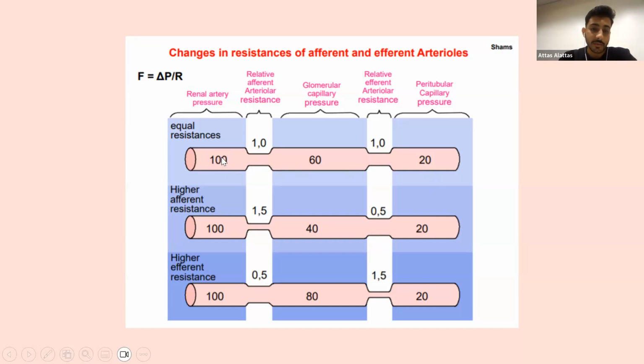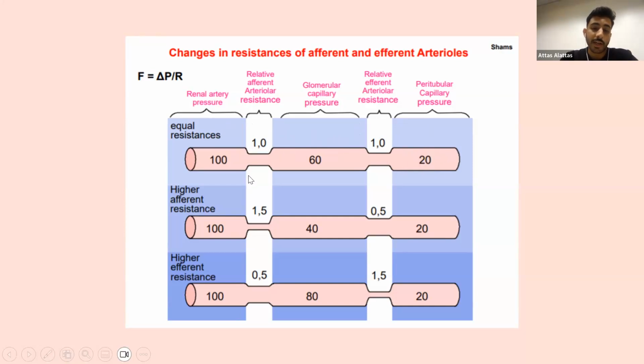So again, the renal artery pressure is, let's say, 100, and for every 1 arbitrary unit, you're decreasing the pressure by 40. So 100, cutting down 40, will become 60. The glomerular capillary pressure will become 60. You're also cutting 40 again because it's 1, then the pressure will become 20. This is if you keep the resistance in both the afferent and the efferent equal. So the total resistance is equal, because 1 plus 1 is 2. You would have the same final pressure.